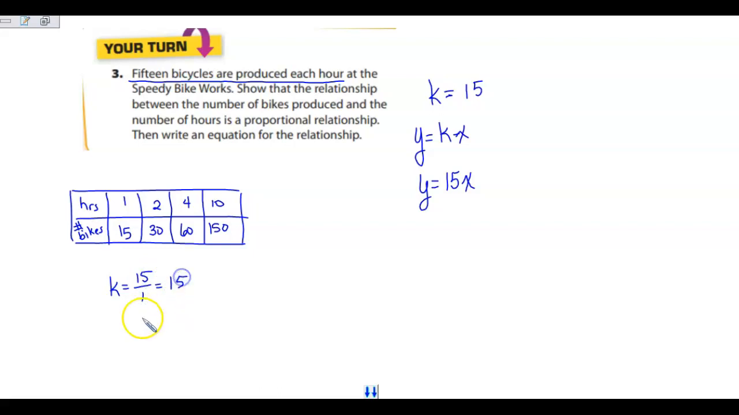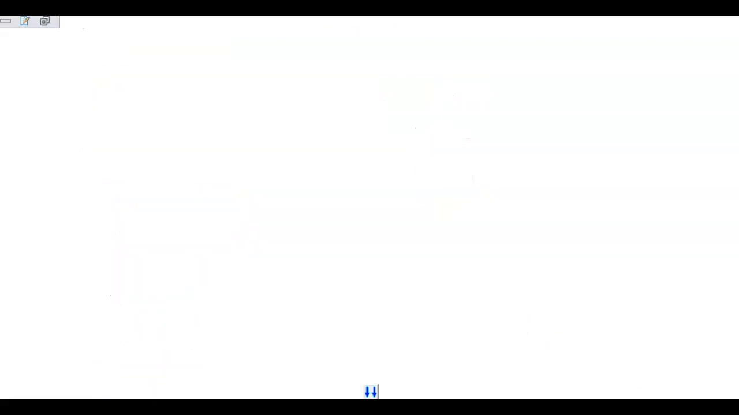That equals 15. I can take 30 over 2, and that gives me 15. I can take 60 over 4, getting that information from here, and that's going to give me 15, and so forth. And so this is my constant each time. I'm taking my y divided by my x. Okay? All right, if you have any questions about finding your constant, please see your teacher.